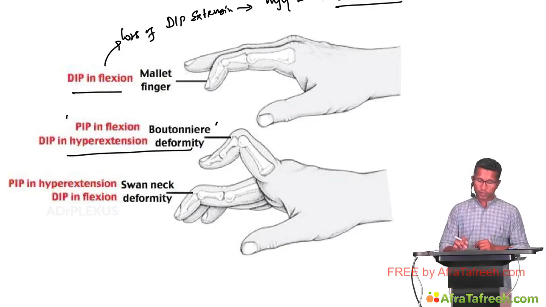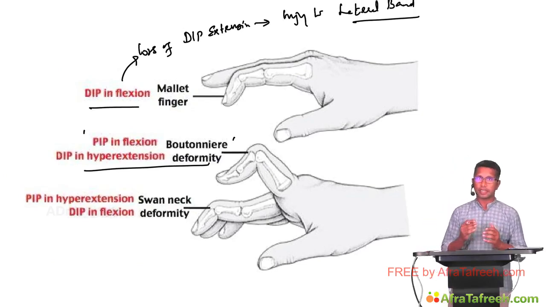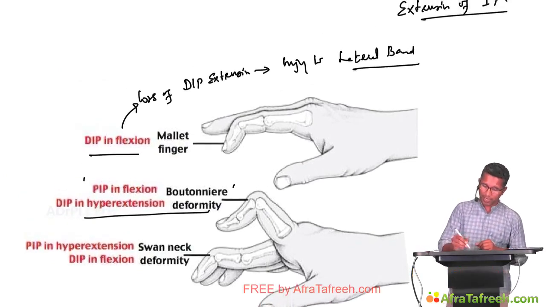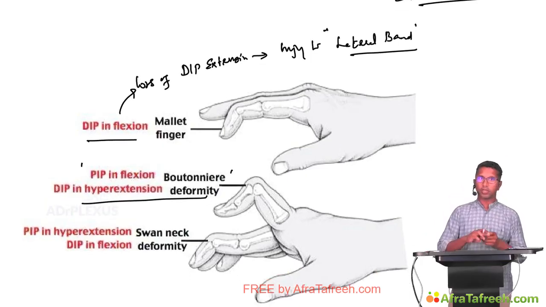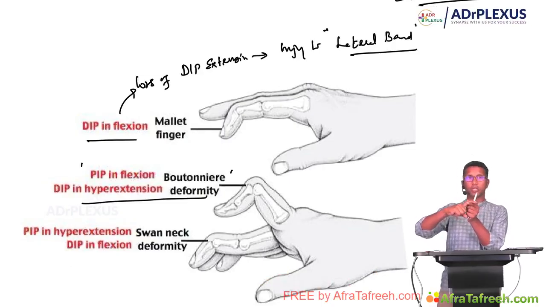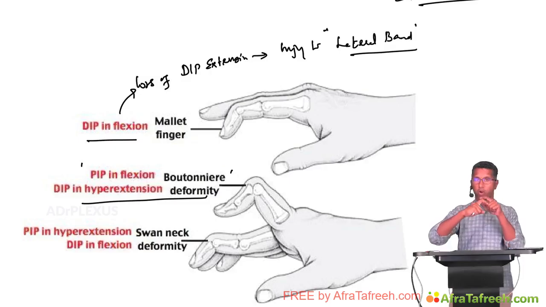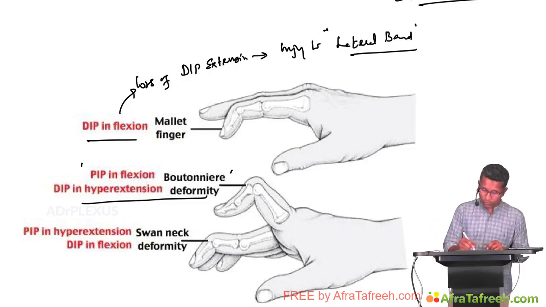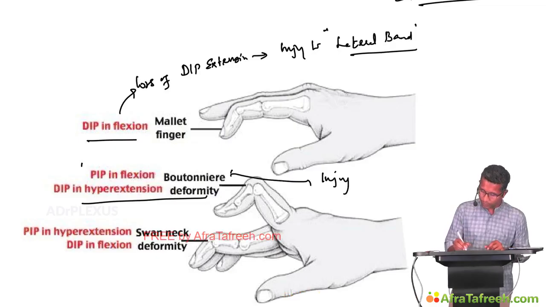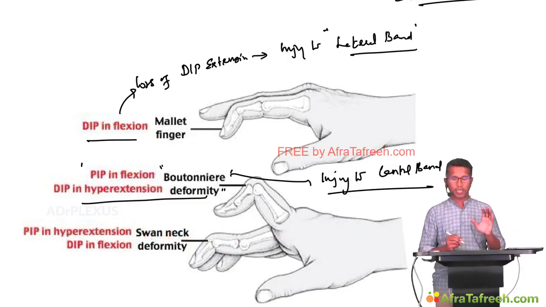So what we were discussing is the injury to the dorsal distal expansion. If there is an injury to the lateral band where the patient is not able to extend his distal phalanx, it results in a deformity called mallet finger deformity. Whenever the patient is not able to extend his proximal interphalangeal joint due to injury to the central band, it results in a deformity called Boutonniere deformity. Okay, am I clear with this?